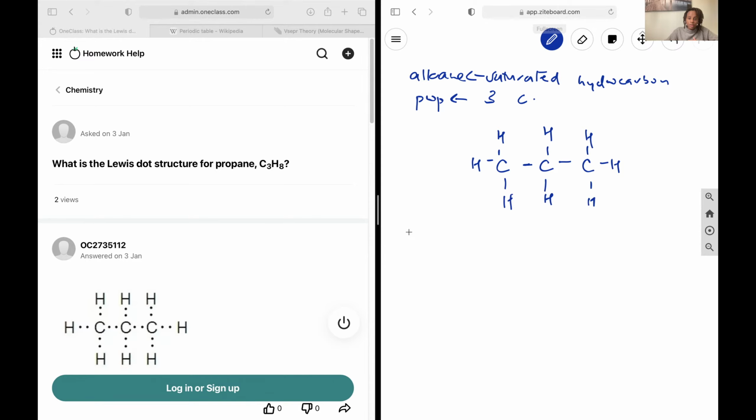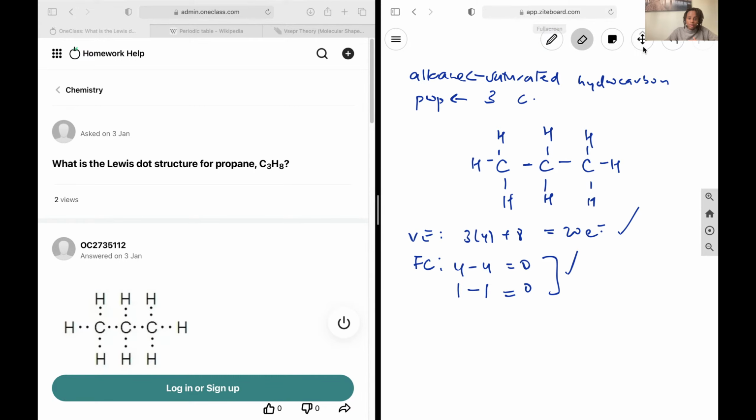I can ensure that my valence electrons are correct. And so I know that I have 3 by 4 plus 8, which is going to give me 20 electrons. If I count them here, I will have 2, 4, 6, 8, 10, 12, 14, 16, 18, 20. All taken care of. If I check my formal charges, each of the carbons have made 4 bonds, 4 valence electrons minus the 4 electrons in the bonding pairs, yielding 0. And each hydrogen has made 1 bond, 1 valence electron minus the 1 electron in each bonding pair, and that is going to yield 0 too. And so obviously this agrees that it is the best structure.